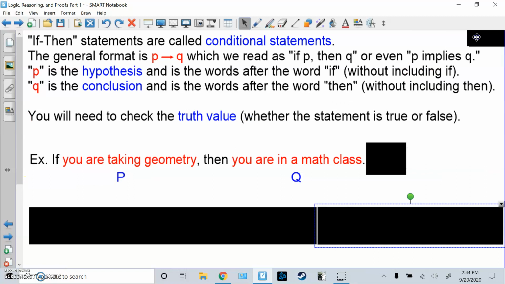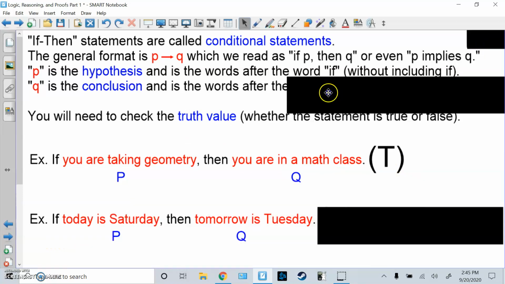So here's an example. If you are taking geometry, then you are in a math class. So our hypothesis, the P, is you are taking geometry. The conclusion, Q, is you are in a math class. So you only know the first thing. If I tell you you're taking geometry, does that guarantee you're in a math class? The answer is yes. So this is true.